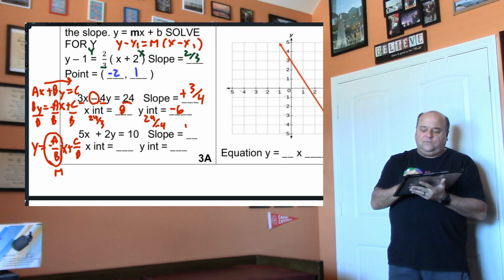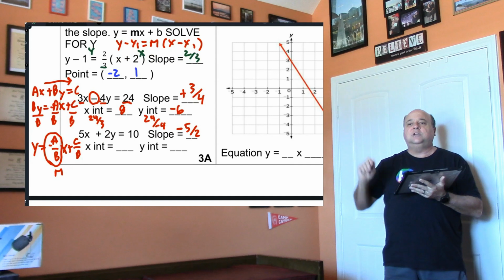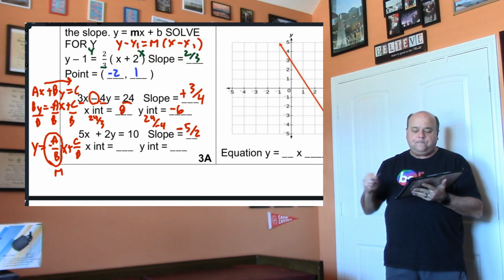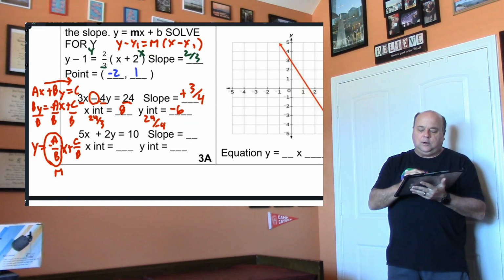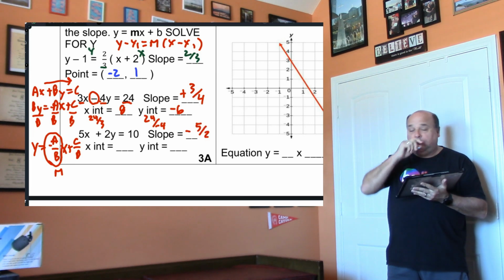The 5 and the 2 form your slope. The opposite of a positive is a negative. So our slope is going to be negative 5 over 2. Let me put this more to the right over here. Negative 5 over 2, okay?